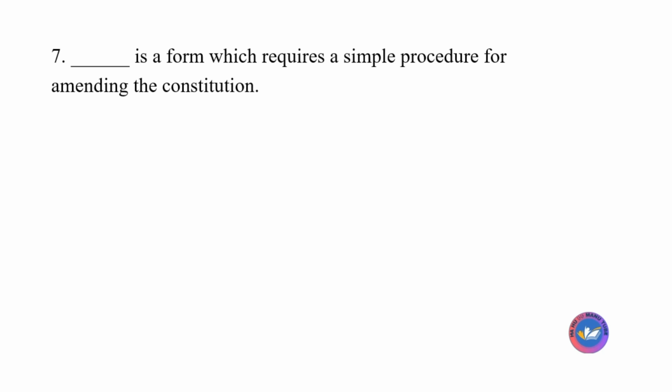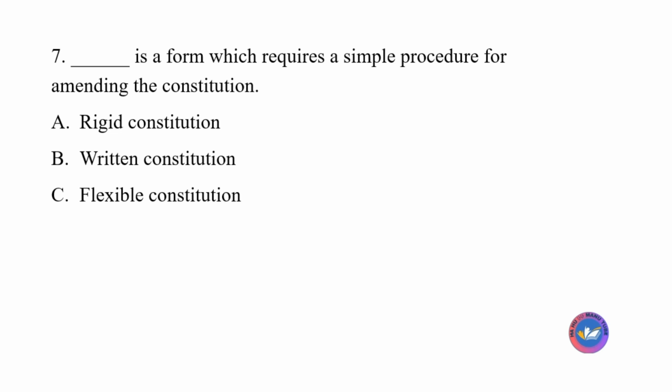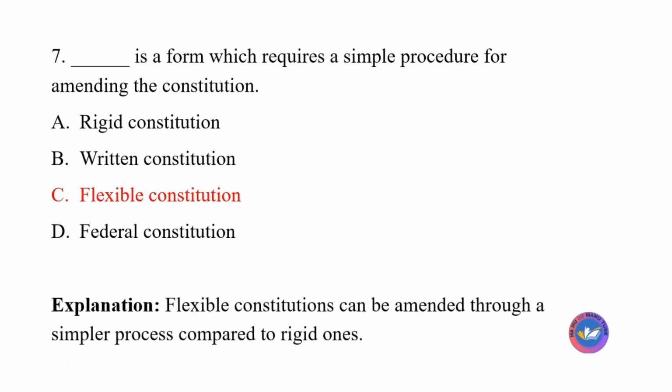Question number 7. Dash is a form which requires a simple procedure for amending the constitution. A. Rigid constitution. B. Written constitution. C. Flexible constitution. D. Federal constitution. The answer is flexible constitution. Flexible constitutions can be amended through a simpler process compared to rigid ones.